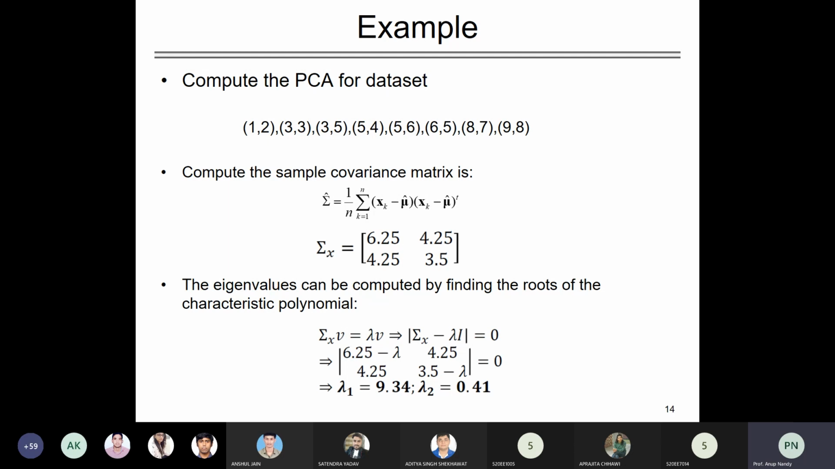Now you have to compute it by yourself. That is, you have to compute the mean of all this data, and then you compute the covariance matrix. This covariance matrix will be 2 by 2 for this data.